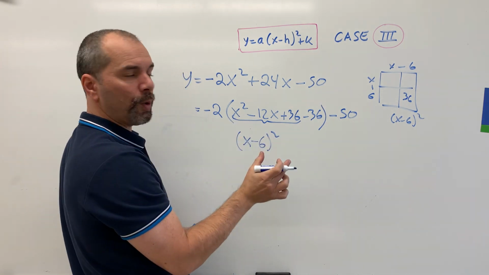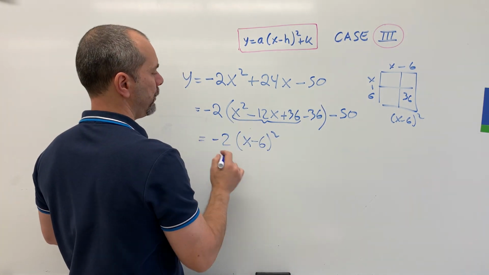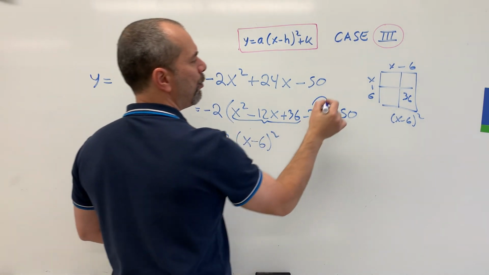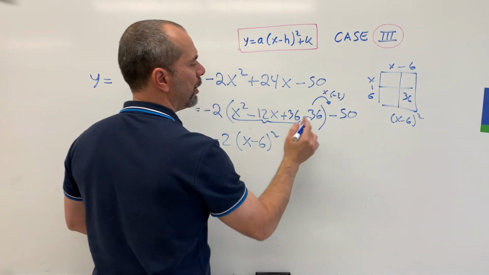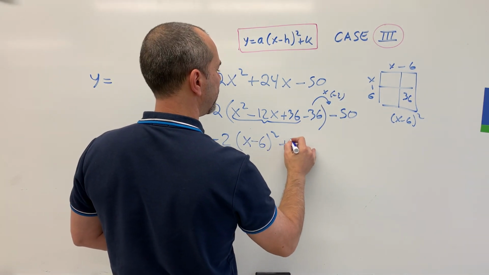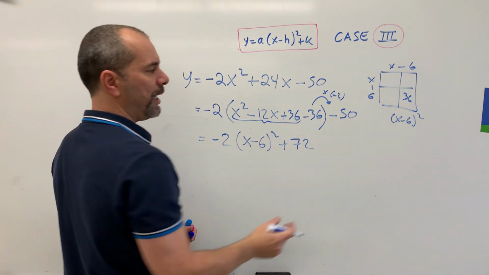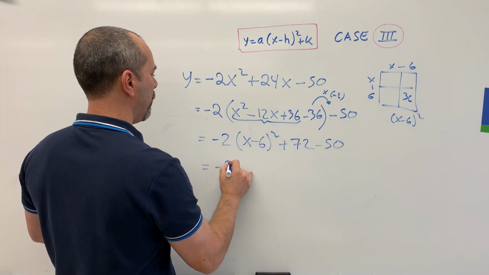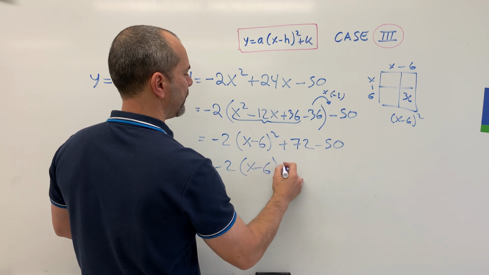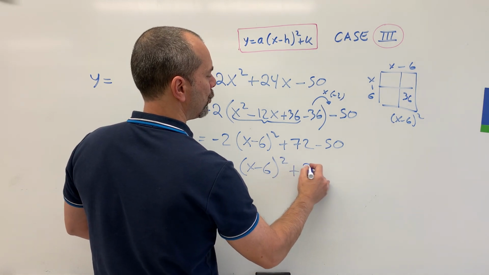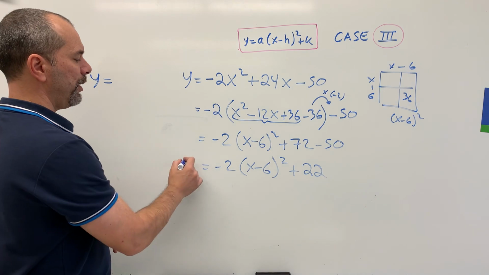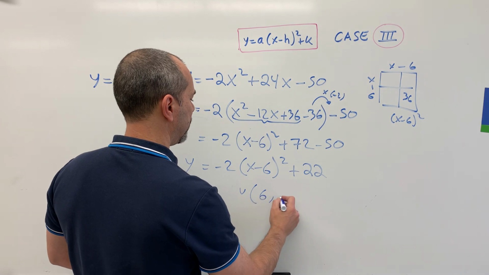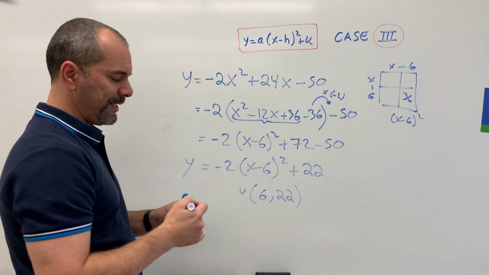But how many of those do I have? Oh, I got 2, really, minus 2. When this guy comes out, because I have 2 of those squares, I will multiply by minus 2. 36 and 36 is going to be plus 72. And then I can't forget those minus 50 from before. Now I can put these guys together. Minus 2(x minus 6) squared plus 22. And that is already our vertex form, which means that I can say that my vertex is 6 and 22.